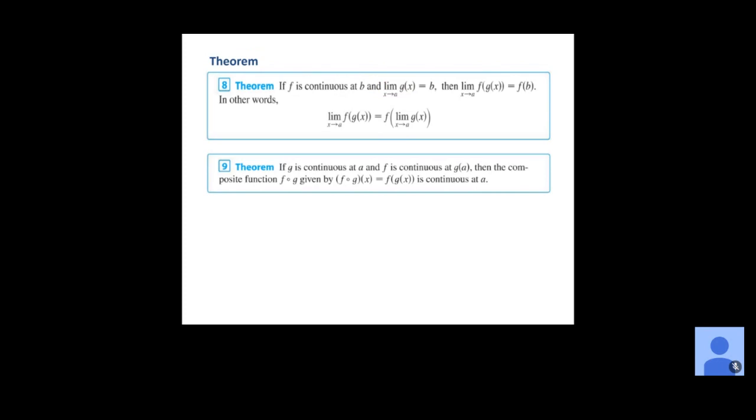All right. Now, if f is continuous at b, and the limit as x approaches a of g of x is equal to b, then the limit as x approaches a of the composite function f of g of x is equal to f of b. Okay? So in other words, our limit as x approaches a of f of g of x is just f of the limit of g of x as x approaches a. So we're basically taking our limit as x approaches a of the inside function and then evaluating that at that value for f, right? So substituting that limit value in for the f function now.